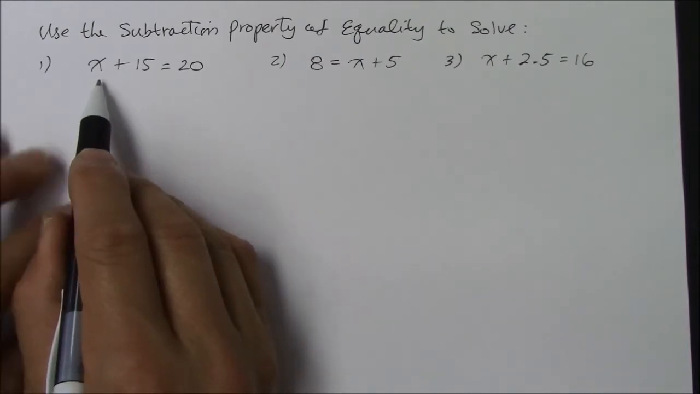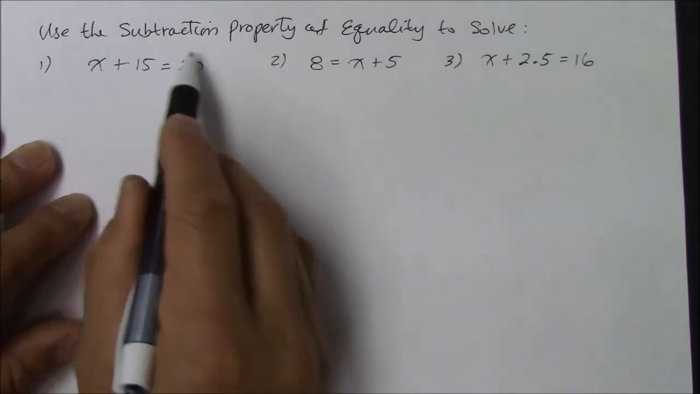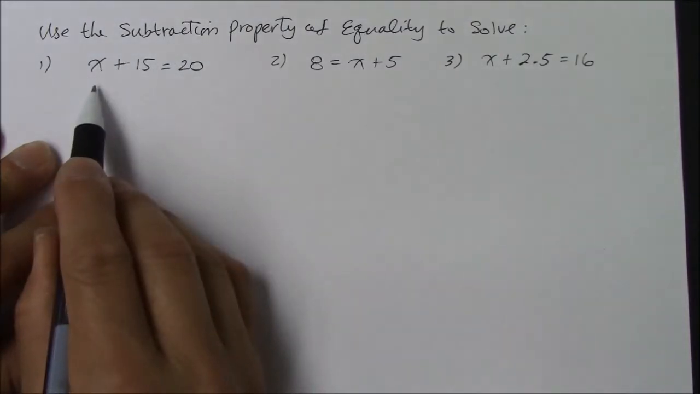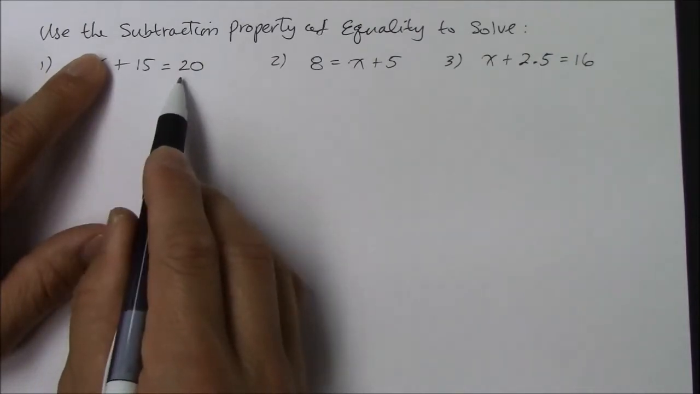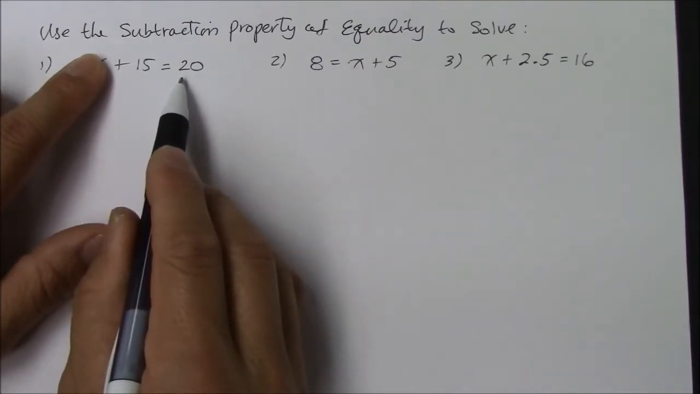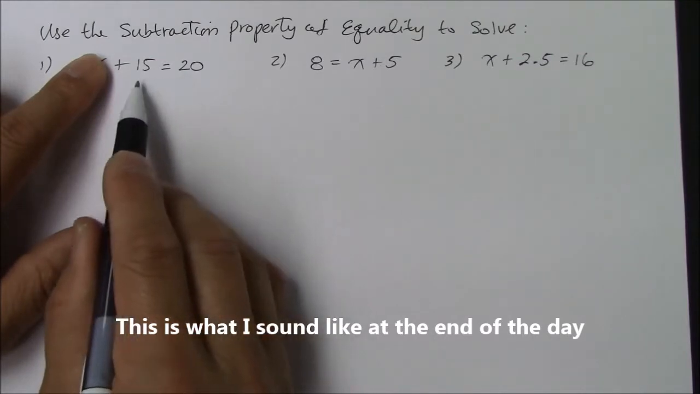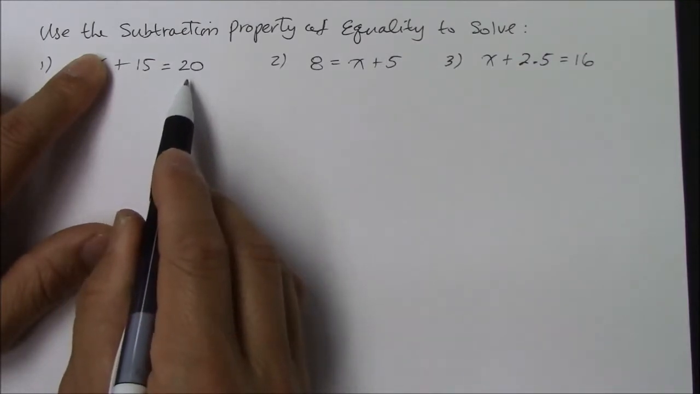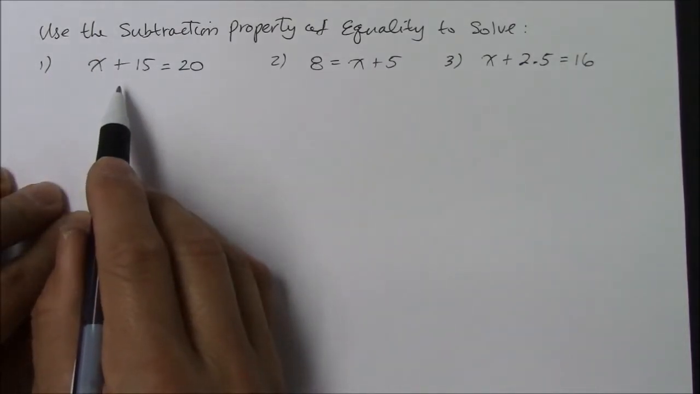Here's how it works. First, you could use your mental math, right? What number plus 15 would give you 20? And if you said 5, 5 plus 15 is 20, that'll be correct. But now, how do you show that algebraically?